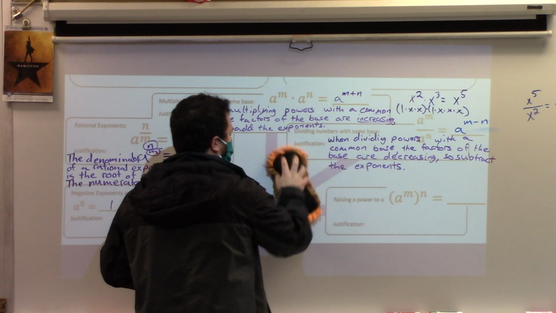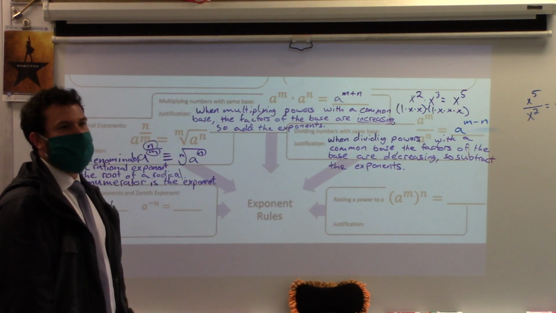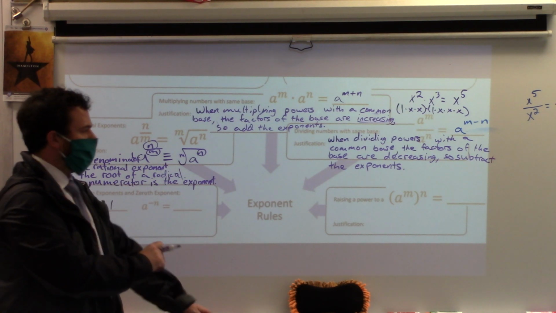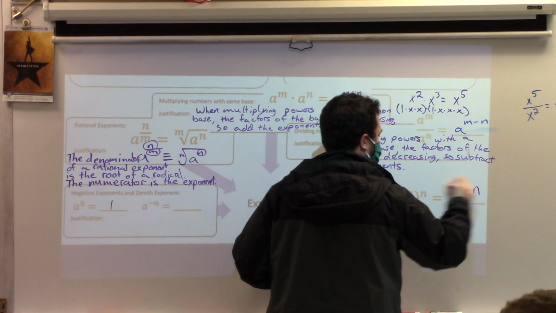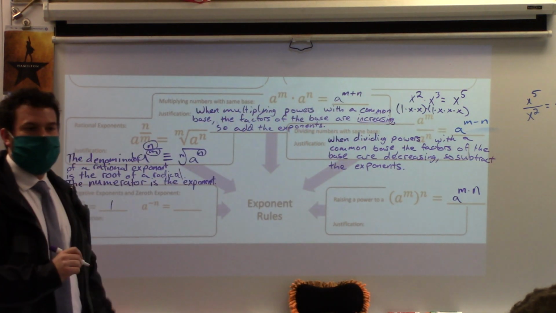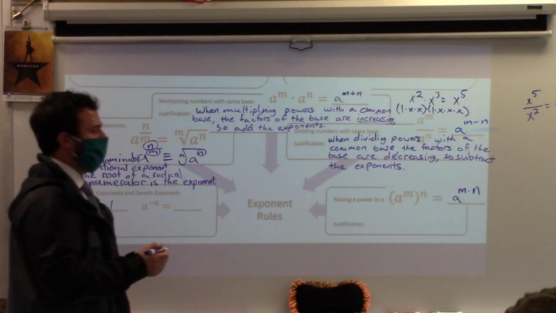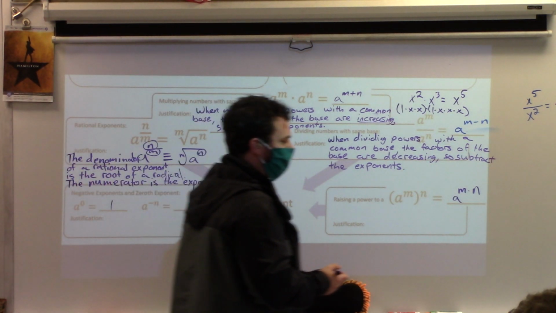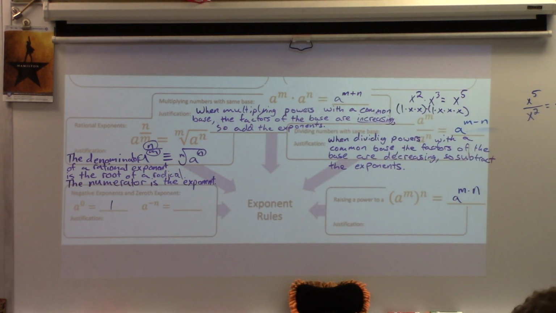Okay, so raising a power to a power: a to the m raised to the n. What would we say there? Multiply. Okay, so we're going to multiply those powers. Yes, so m times n. Anyone know why? Because it's outside of the parentheses. Well, yes, but why does that tell me to multiply those exponents? Because the exponent is being multiplied by another exponent. They might as well just multiply them together.